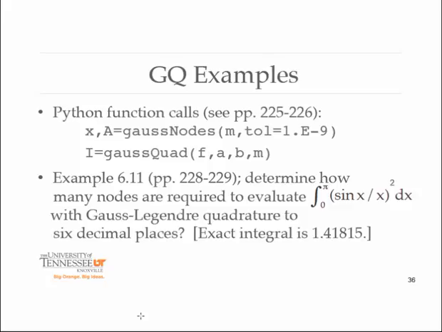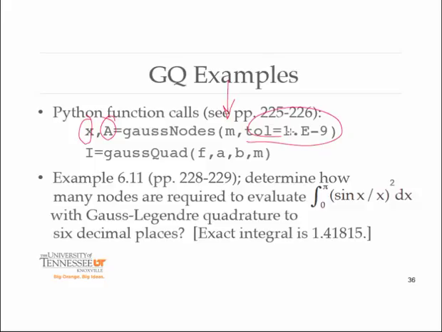But for our purposes, we'll note that this function, gaussNodes, would return the nodes, the abscissas and the weights for the particular Gauss-Legendre quadrature rule that we need. X would be the abscissas, A would be the weights. You specify the number of functional evaluations, or how many points, you could say sometimes, that you want to use for the rule. And then there's a tolerance that's needed to solve the corresponding nonlinear system of equations to a certain accuracy. The default value is 10 to the minus 9.